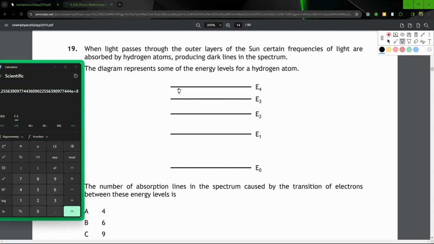So from E4, you could go down to E3, E2, E1, or E0. So that's 4 so far. Then if we go from E3, we can go down to E2, E1, or E0. That would be another 3.